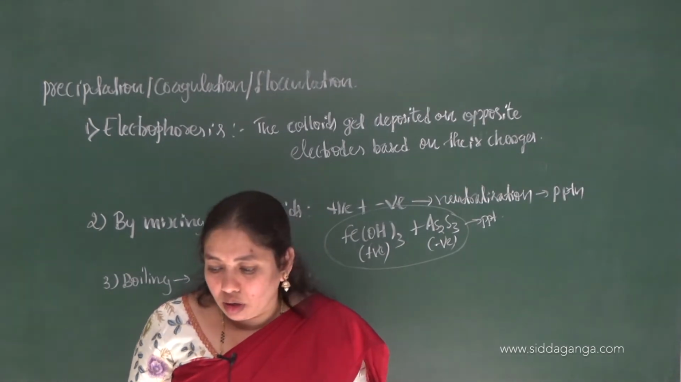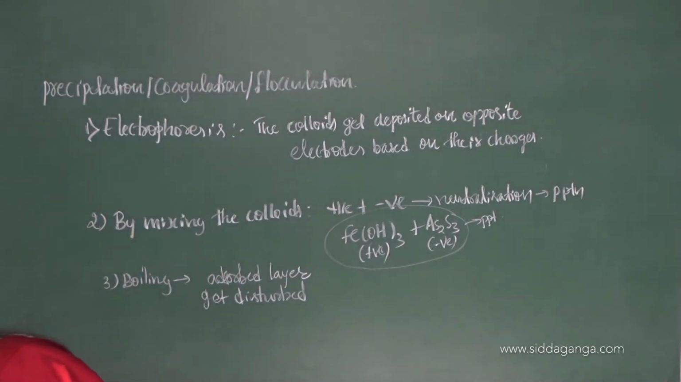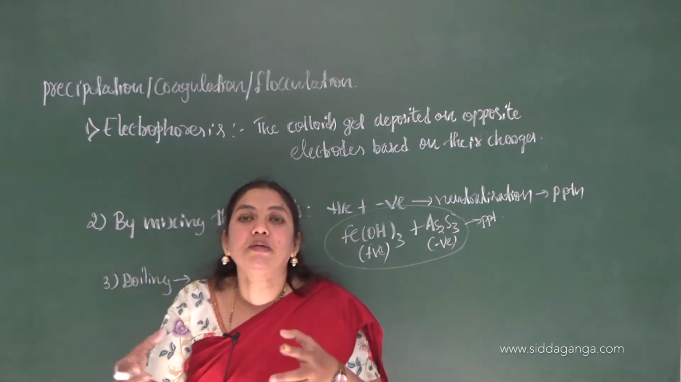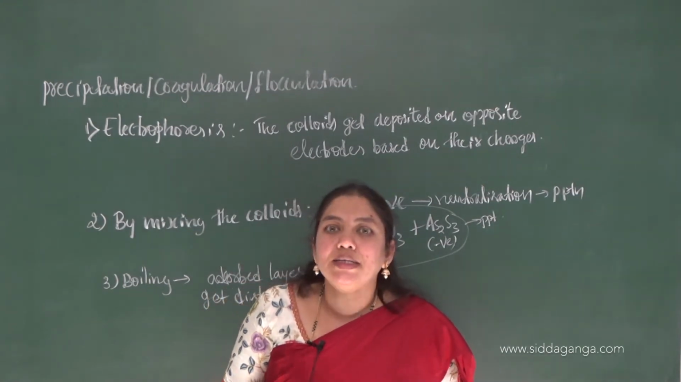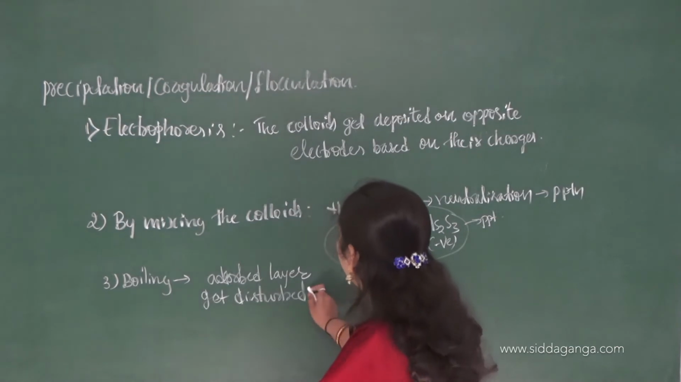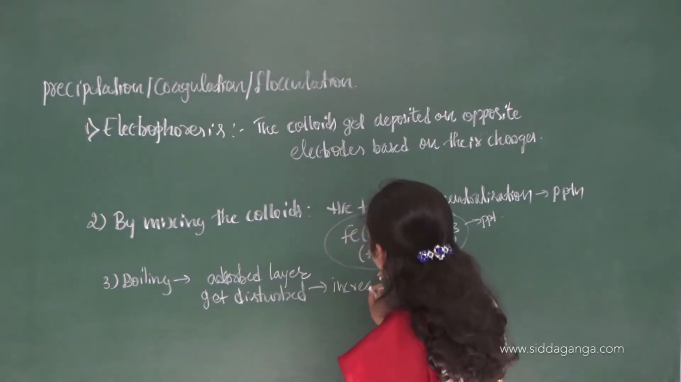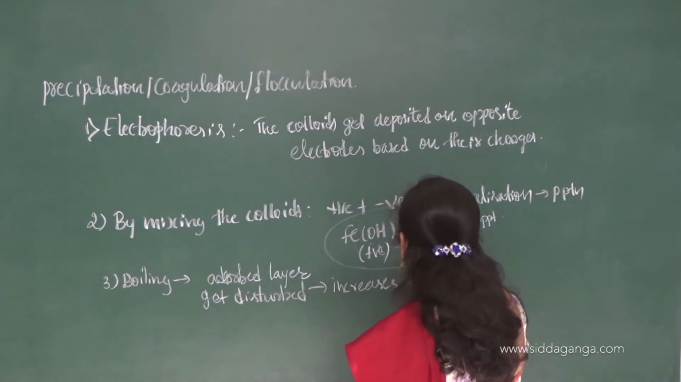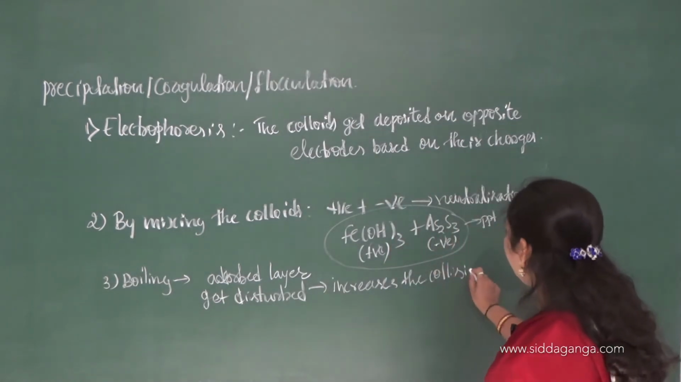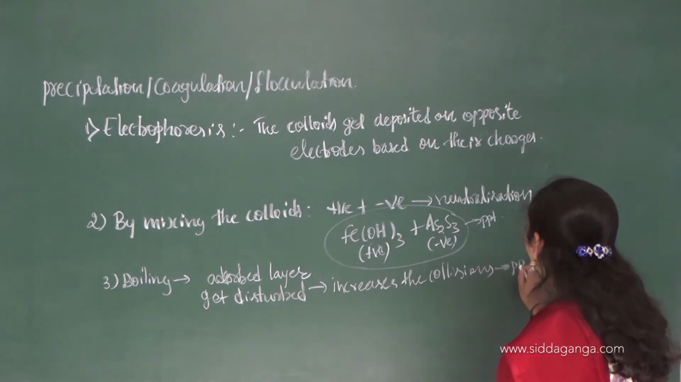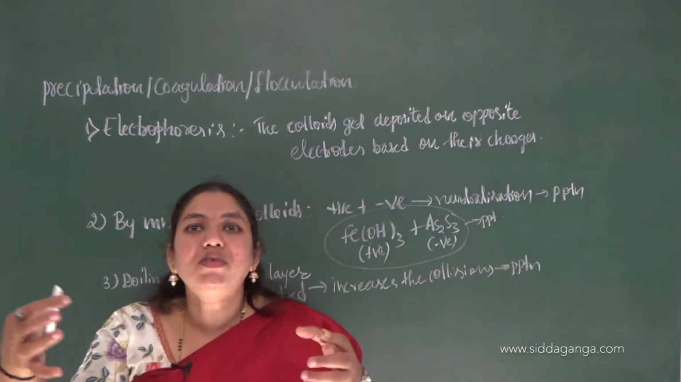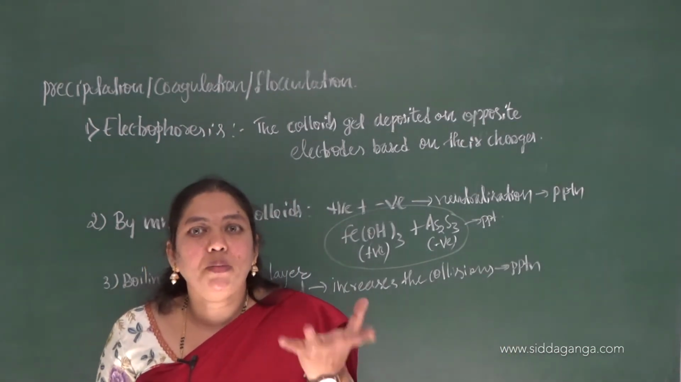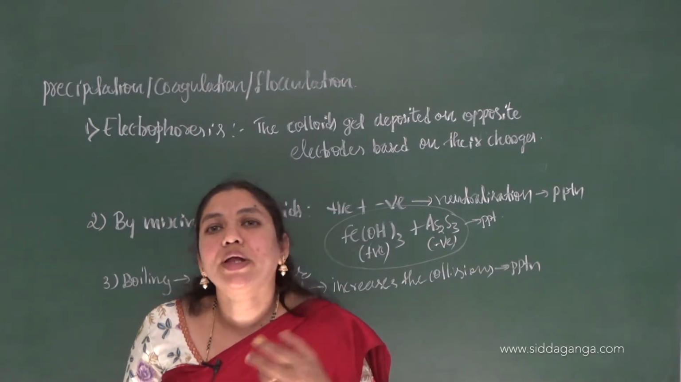So if the layers get disturbed, then there will be an increased number of collisions between the charged particles, that leads to again settling off. So it increases the collisions, right? Are you getting? So here it increases the collisions and leads to what? Precipitation or settling down of the colloidal particles, because they are colliding with each other. Why are they colliding? Because you are boiling the colloidal solution, that's why.